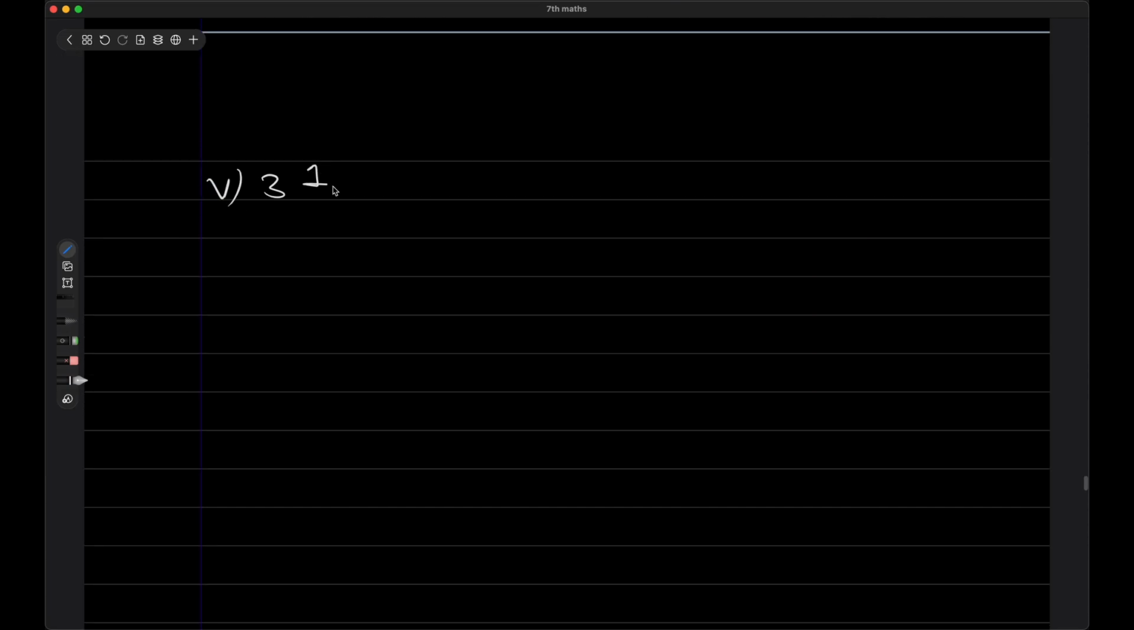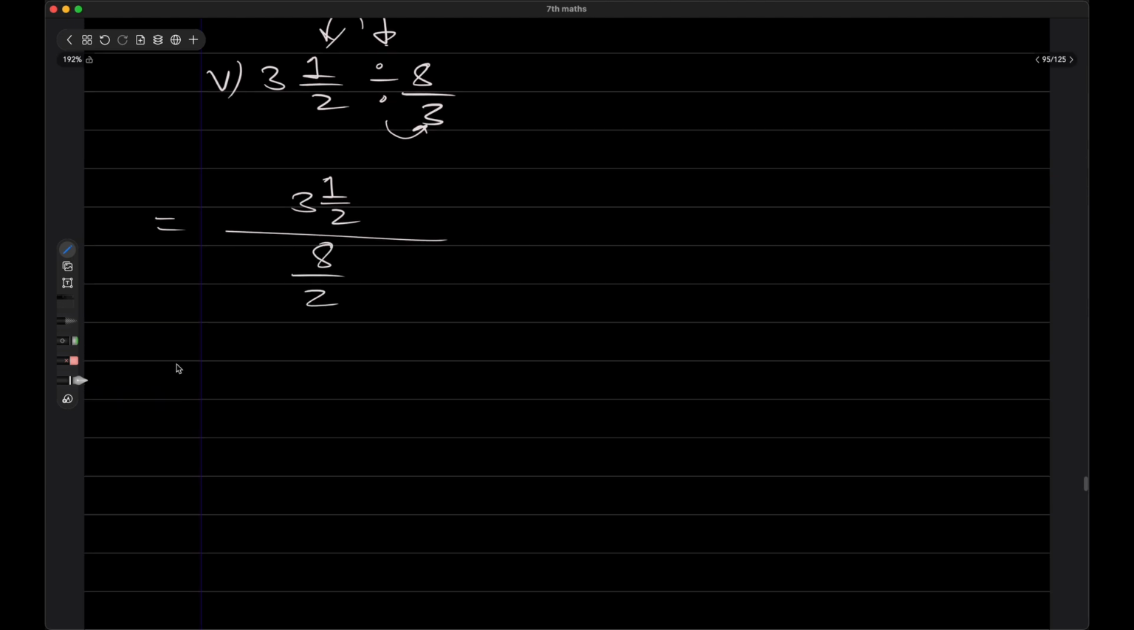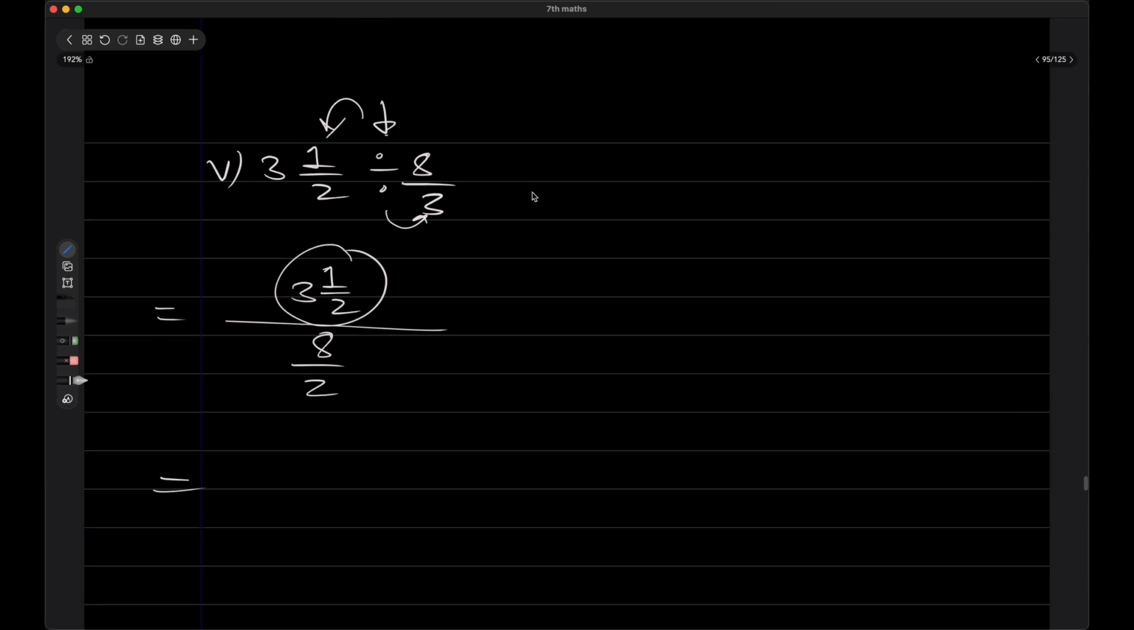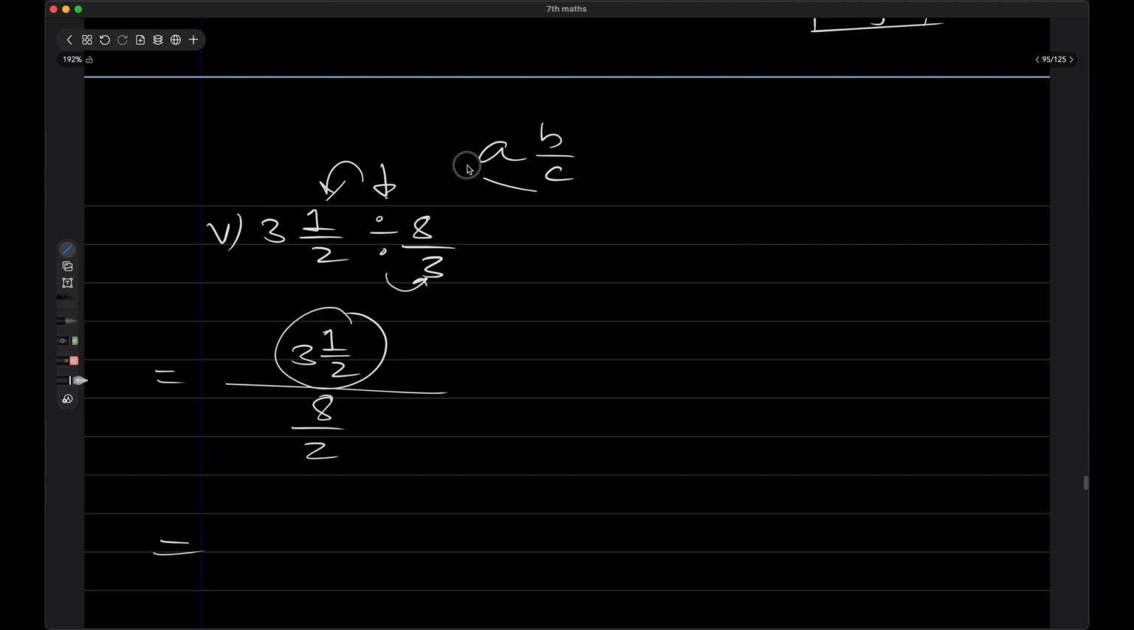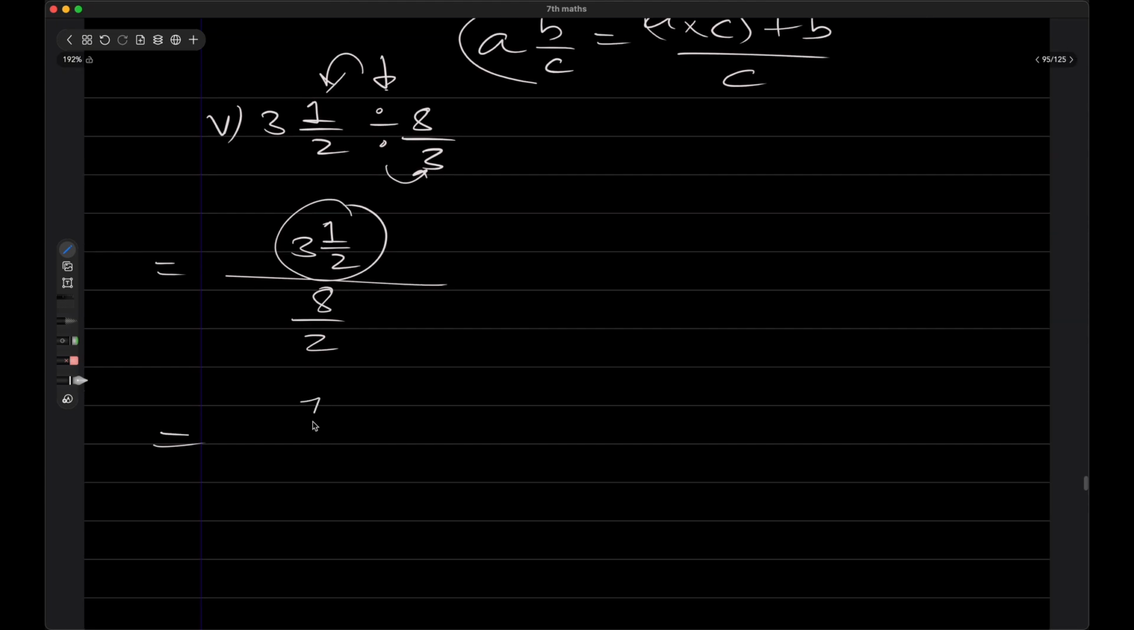Fifth is 3 whole 1 by 2 divided by 8 by 3. Starting from division sign, write left side above the division sign and right side below the division sign. Now we have to convert the mixed fraction to improper fraction, that is a whole b by c to improper fraction, that is a into c plus b divided by c. That is 3 2s are 6 plus 1 is 7 by 2 divided by 8 by 3.